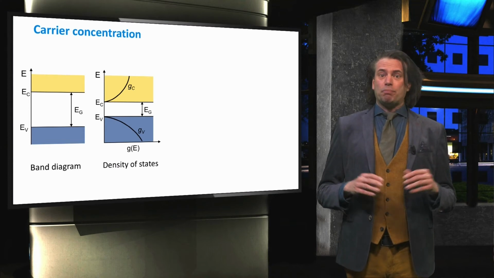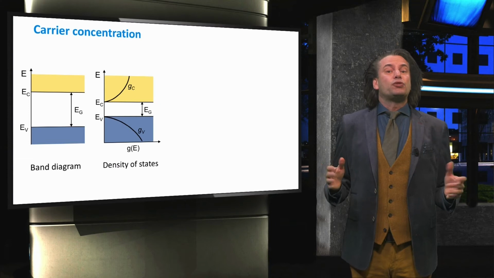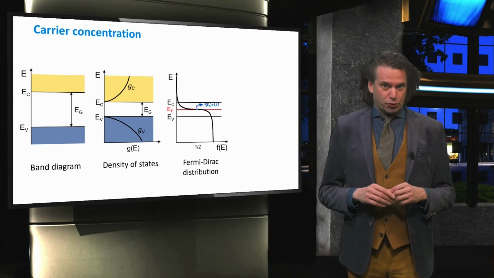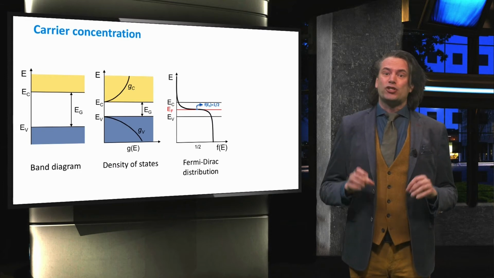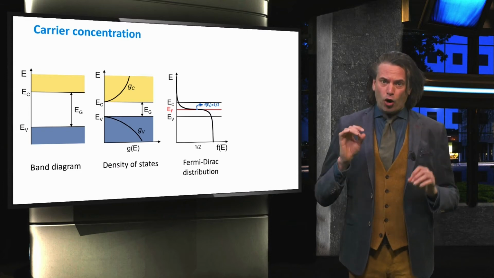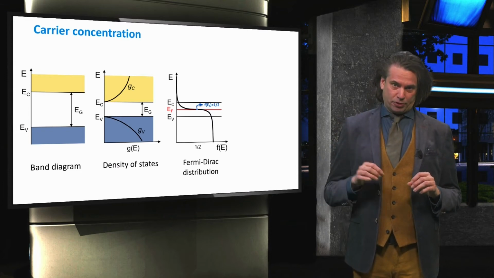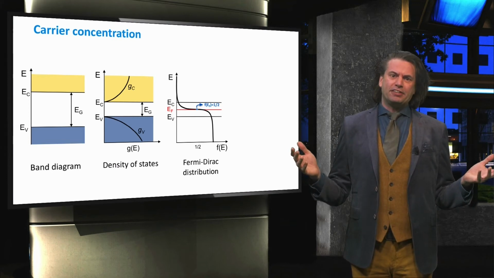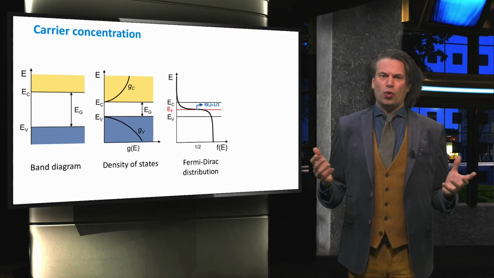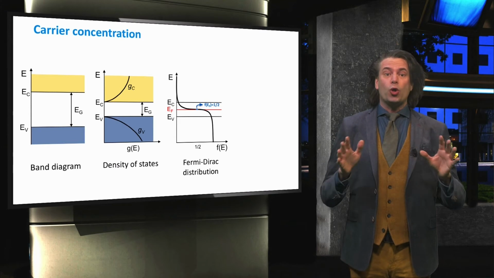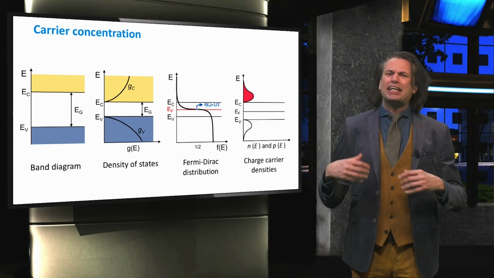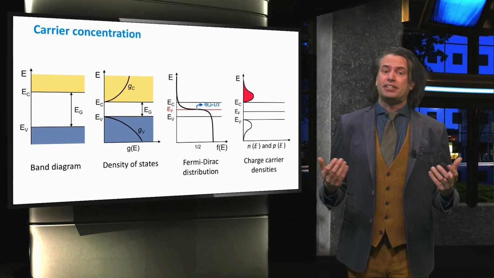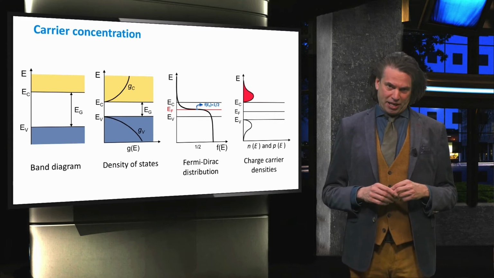To find out about the occupation of the energy states, we need the Fermi-Dirac distribution function. This distribution gives the probability that a certain energy state is occupied at a certain temperature. The Fermi-Dirac distribution is a general rule applicable to electrons in all kinds of systems. With these in mind, we can determine the charge carrier densities in the conduction and valence bands.